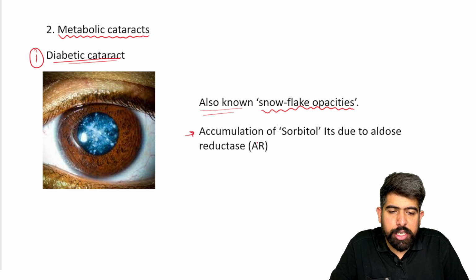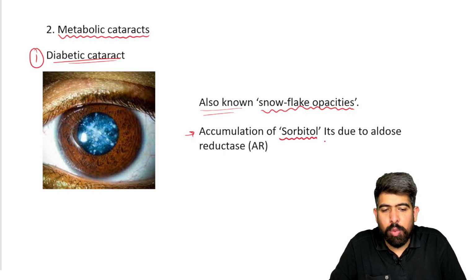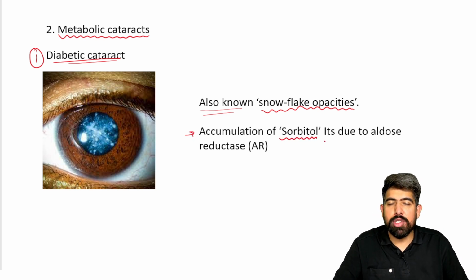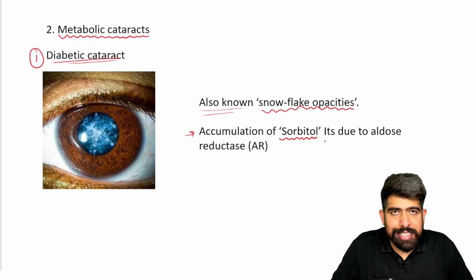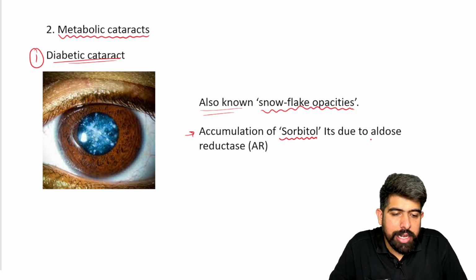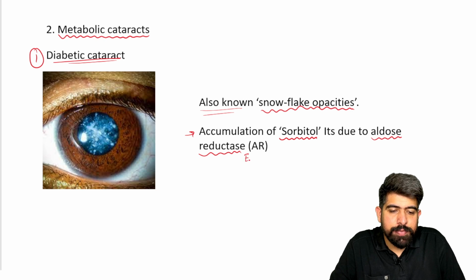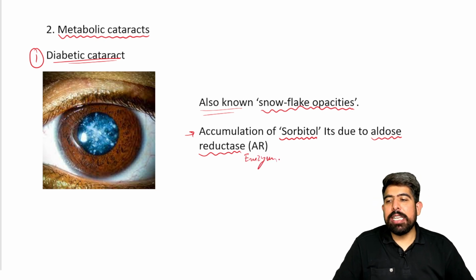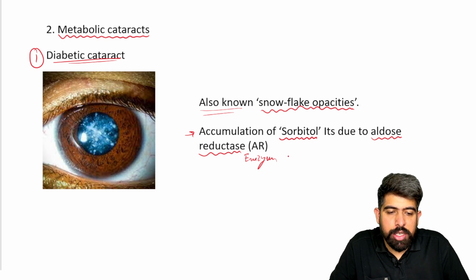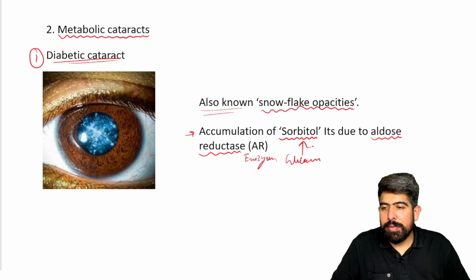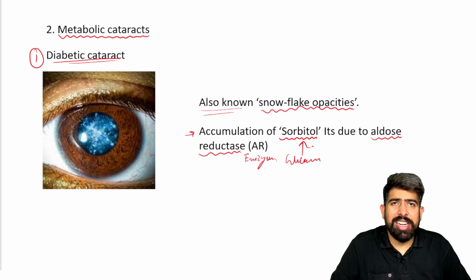And what is the cause of it? It is due to the accumulation of sorbitol. Now, how does sorbitol accumulate in the lens? Please understand this. It is due to aldose reductase. Aldose reductase is an enzyme present in the lens, and this enzyme converts glucose into sorbitol.